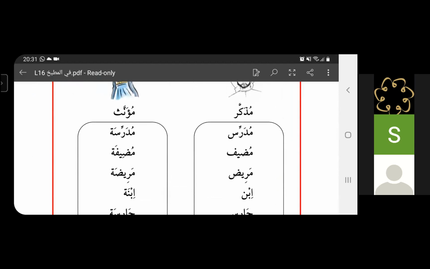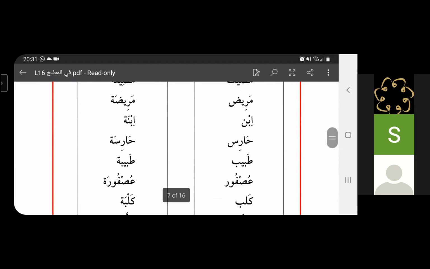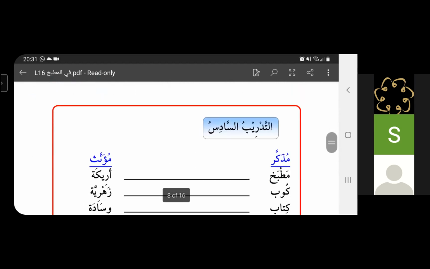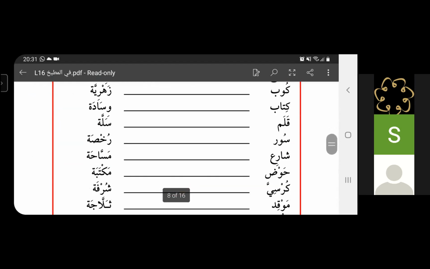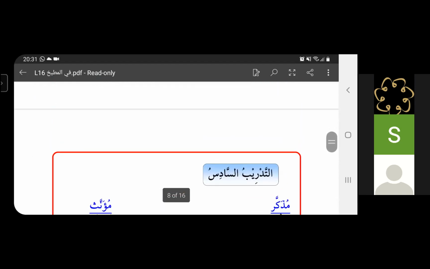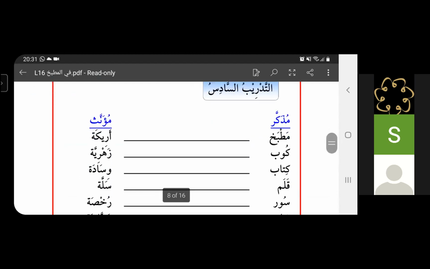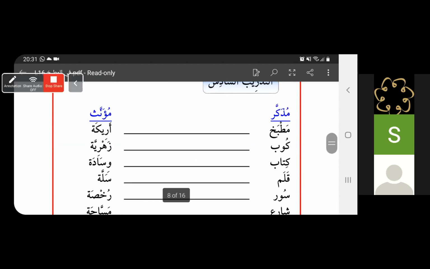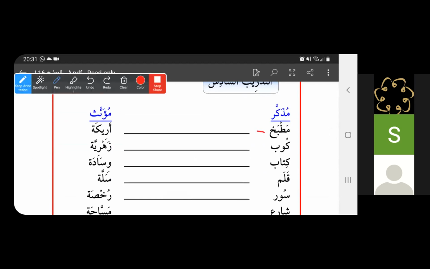So you have seen it's quite easy. For many مذكر, if you add تا in the end you make it مؤنث. والآن تدريب السادس, مذكر مؤنث. Now my dear students, they have made a list for you of some words from your surroundings that are مذكر and other words that are مؤنث. So you can't change them. I can't make مؤنث of مطبخ. مطبخ is kitchen. It's مذكر.